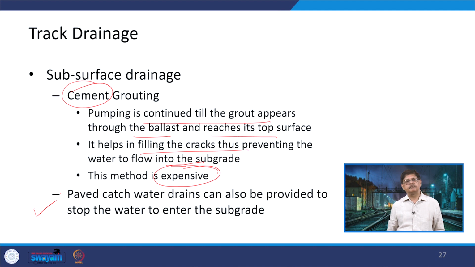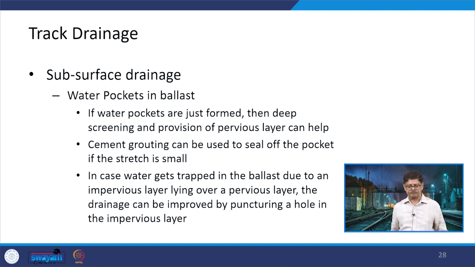Another way is we can have the paved catch water drains, which we already discussed. At different locations they can be provided so as to entrap the water and take it away from the location. Another problem can be water pockets in the ballast. Now, these water pockets, we discussed in the case of deep screening also, so we can go for deep screening, and a pervious layer can be provided where this type of problem is occurring again and again, so that the water drains through that. As I said previously too, if there is a small area where the water pocket is creating, cement grouting can be done.